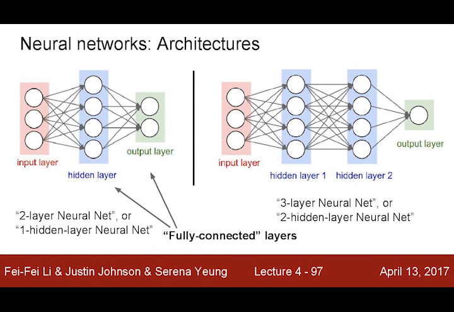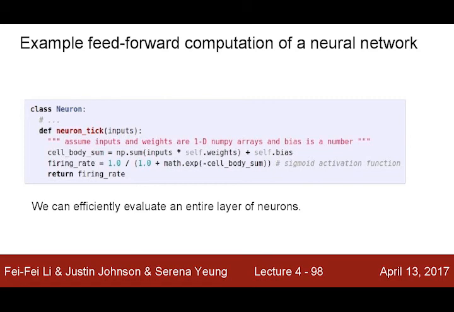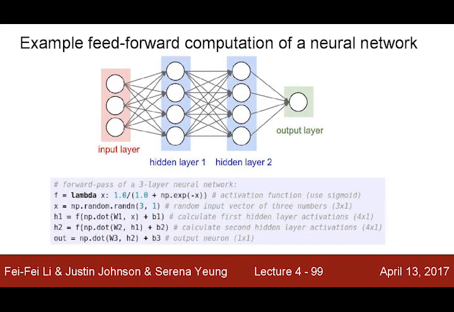다음은 간단한 뉴럴 네트워크 아키텍처의 예들입니다. 왼쪽에는 2레이어 뉴럴 넷 혹은 한 개의 히든 레이어 뉴럴 넷이 있습니다. 오른쪽에는 3레이어 뉴럴 넷 혹은 두 개의 히든 레이어 뉴럴 넷이 있습니다. fully connected 레이어는 각 레이어 간마다 노드 간에 완전한 연결이 존재하는 것입니다. 다음은 뉴럴 네트워크의 feed forward computation의 사례입니다. 벡터와 매트릭스를 통해서 매우 간단하게 표현할 수 있습니다. 다음은 3레이어 뉴럴 네트워크의 forward pass를 코딩한 것입니다.